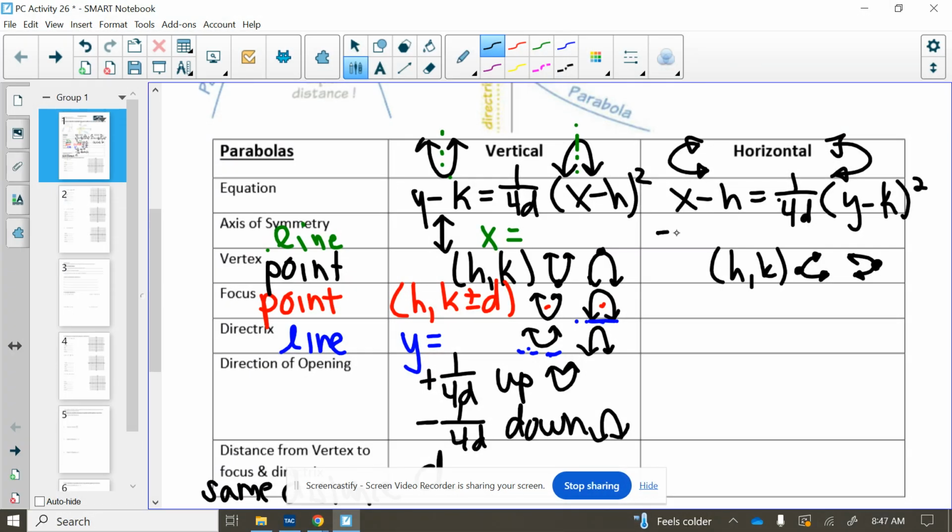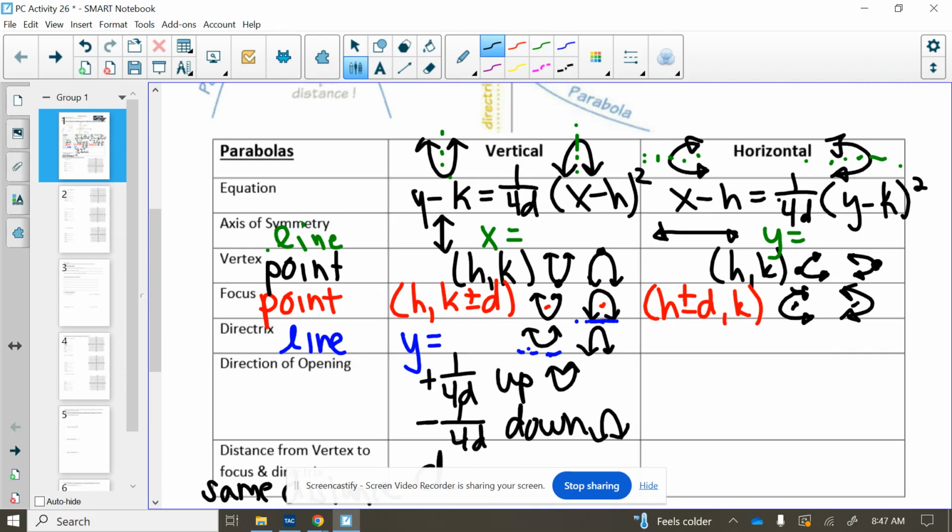This time our axis of symmetry, we'd be folding over a horizontal line. So in this case, think about like you're folding over this horizontal line to make it fold on top of itself. So it's y equals, and then whatever you're folding over. Our focus is still a point, but this time when we are opening, our point is coming to the right of the vertex or the left, depending on how it's opening. So we would be adding or subtracting left or right, so we would actually be changing the h value, the x value of it, the k does not change at all.